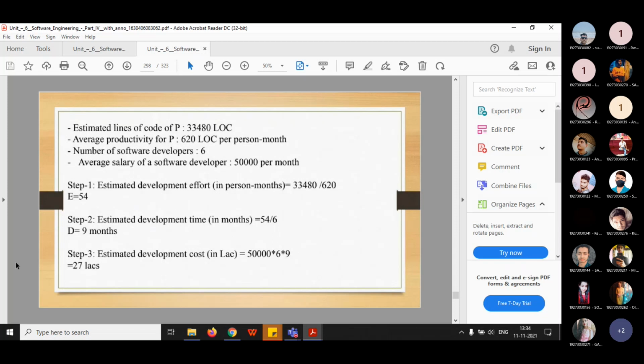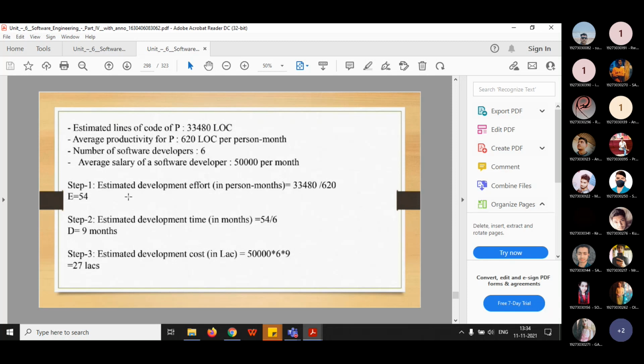If you are calculating the effort, what is effort? It is the total work done, that is, the estimated lines of code divided by the average productivity. So if your estimated lines of code is 33,480 and the average productivity is 620, then if you divide 33,480 by 620, you will get 54.